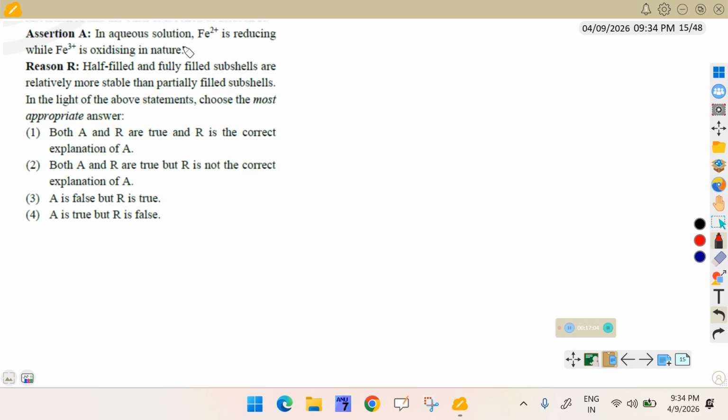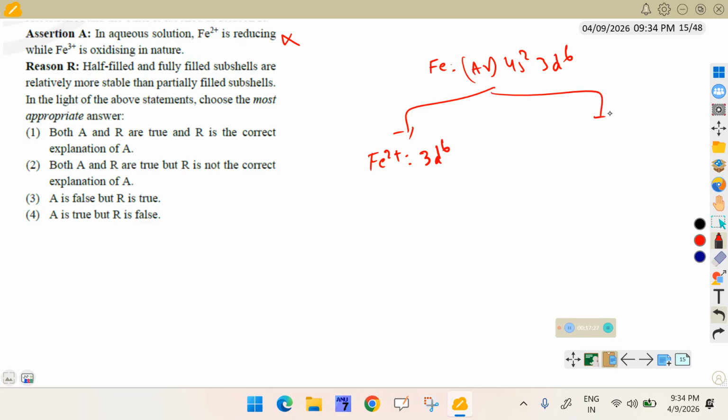In aqueous solution, Fe2+ is reducing while Fe3+ is oxidizing in nature. Wrong statement. Iron electronic configuration: argon 4s2 3d6. Fe2+ form is 3d6. Fe3+ form is 3d5.